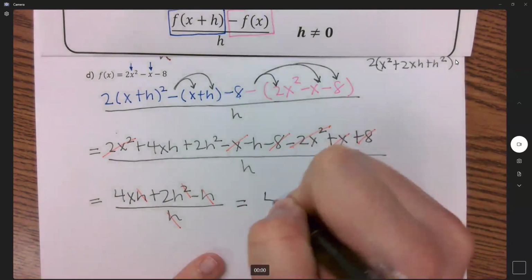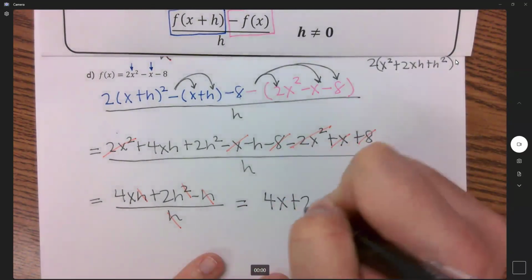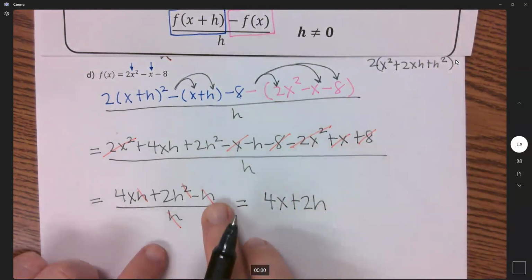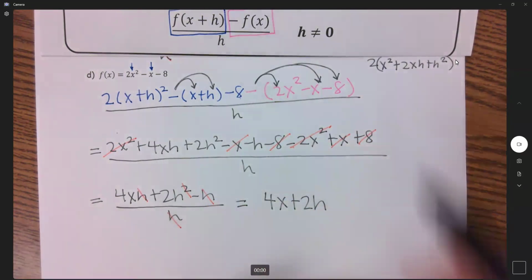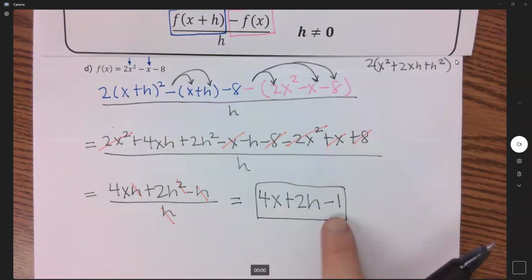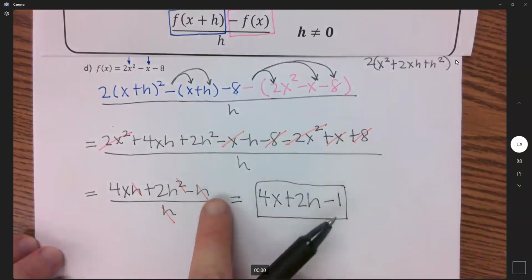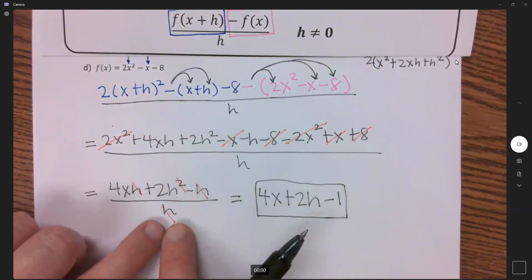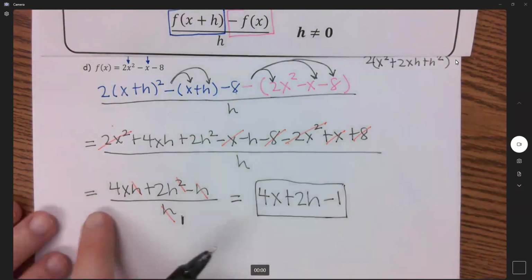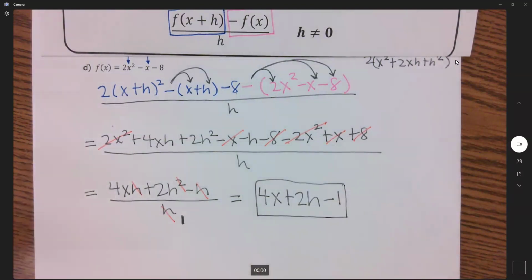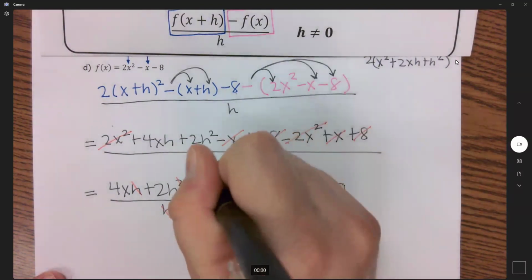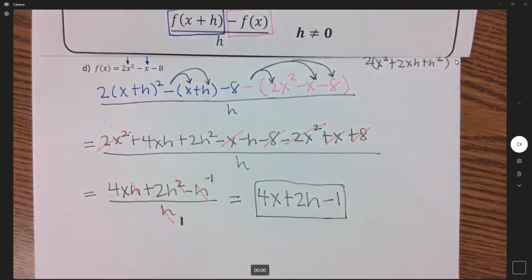So my final answer is not 4x plus 2h. That's the majority of it. But again, this negative h over h leaves a negative 1. So be careful with these two here. You can think about it as this one, when it cancels, it leaves behind a 1, right? But we don't need to draw that all over 1. Not necessary. Same thing here. When I cancel out this negative h, it leaves behind a negative 1.